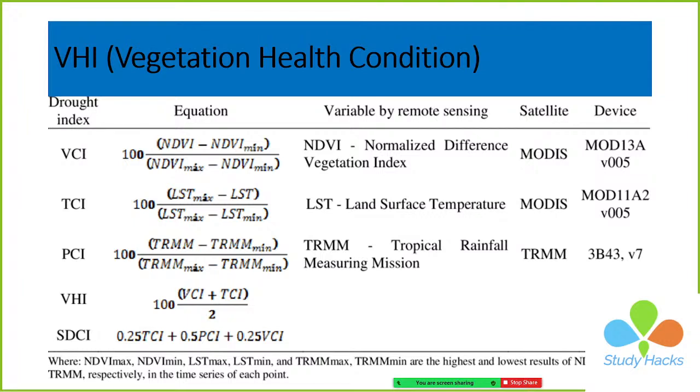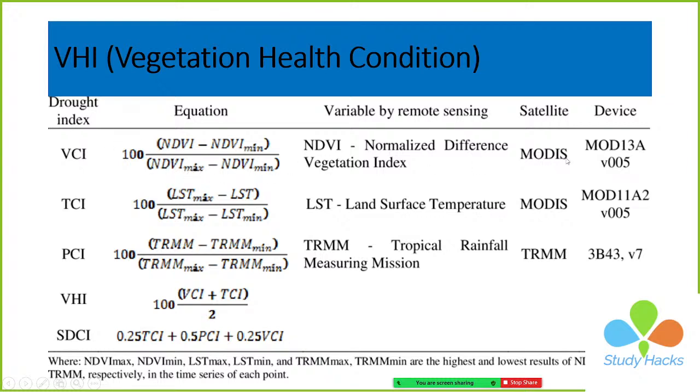And also you can see this is the VSI, the vegetation health condition. When you calculate the VSI, or vegetation health condition, you need the VCI, the vegetation condition index, and also the TCI, the temperature condition index. So from the VCI and the TCI we can get the VSI. This is the formula for the VCI: NDVI minus NDVI min, divided by NDVI max minus NDVI min. So this is our formula.